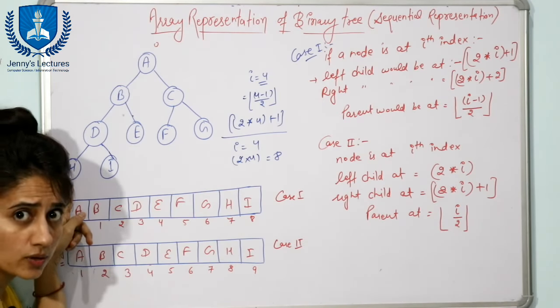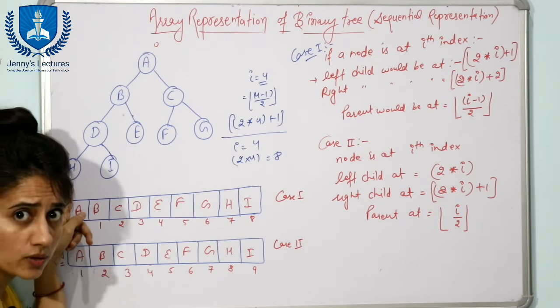Now, what is a complete binary tree? In a complete binary tree, all the levels of a tree are completely filled, except possibly the last level. First condition is all the levels are completely filled, except maybe the last level is not completely filled. Now, if the last level is not completely filled, then one more condition is there. At the last level, all the nodes are as left as possible. So, this is not a complete binary tree.